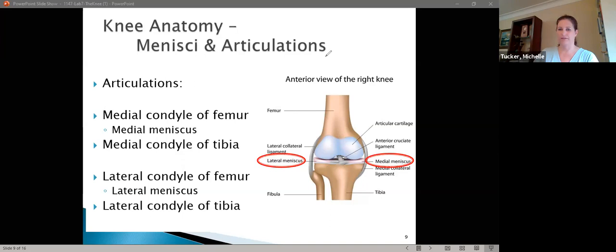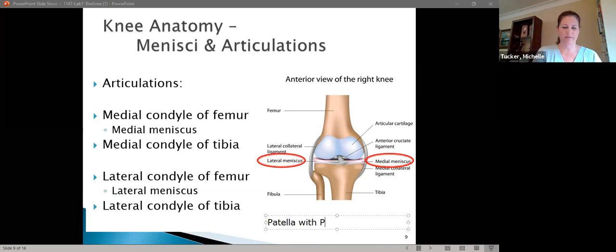And then our third articulation is the patella with the patellar surface of the femur. Okay. So 3 articulations: medial condyle to medial condyle, lateral condyle to lateral condyle, and then the patella with the patellar surface of the femur.